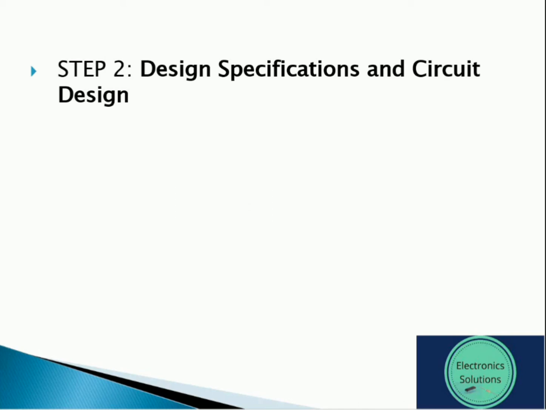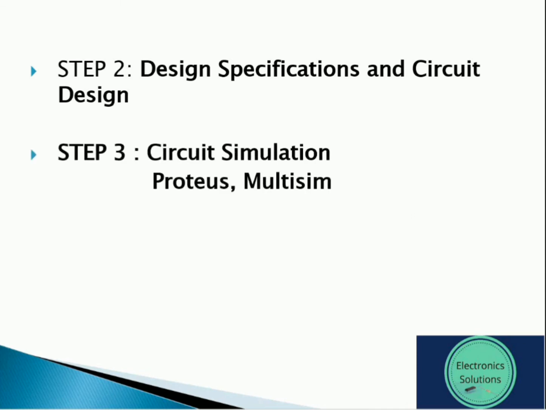Now two important things in the circuit design are that you always have to check the availability and the cost of the components that you are going to use in your design. The availability is important because if you select a component and it is not available in the market, then it may cause a delay in your project. And the cost is also very important because your project should be cost effective. So after considering these two points, you start designing your circuit.